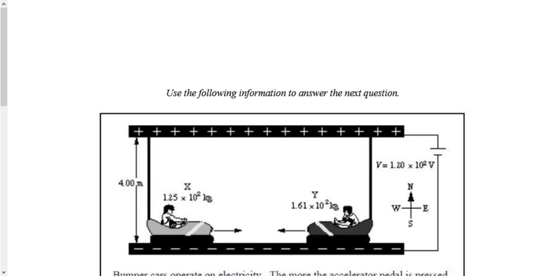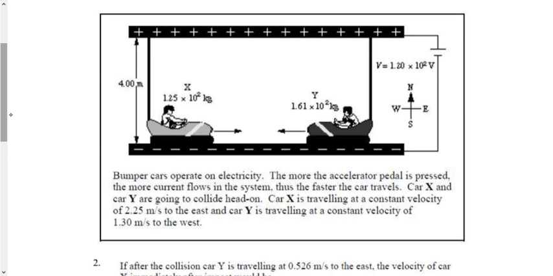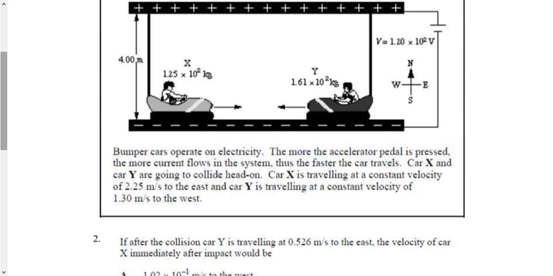And finally, multiple choice number 2 talks about these bumper cars. Too bad they don't have the same mass. If they had the same mass, we could end up canceling it, right? Bumper cars operate on electricity. The more the accelerator pedal is pressed, the more current flows in the system, thus the faster the car travels. X and Y are going to collide head on. X is traveling at a constant velocity of 2.25 to the east. Y is traveling at a constant velocity of 1.30 to the west. Draw attention to it. Okay, please don't skip that step.